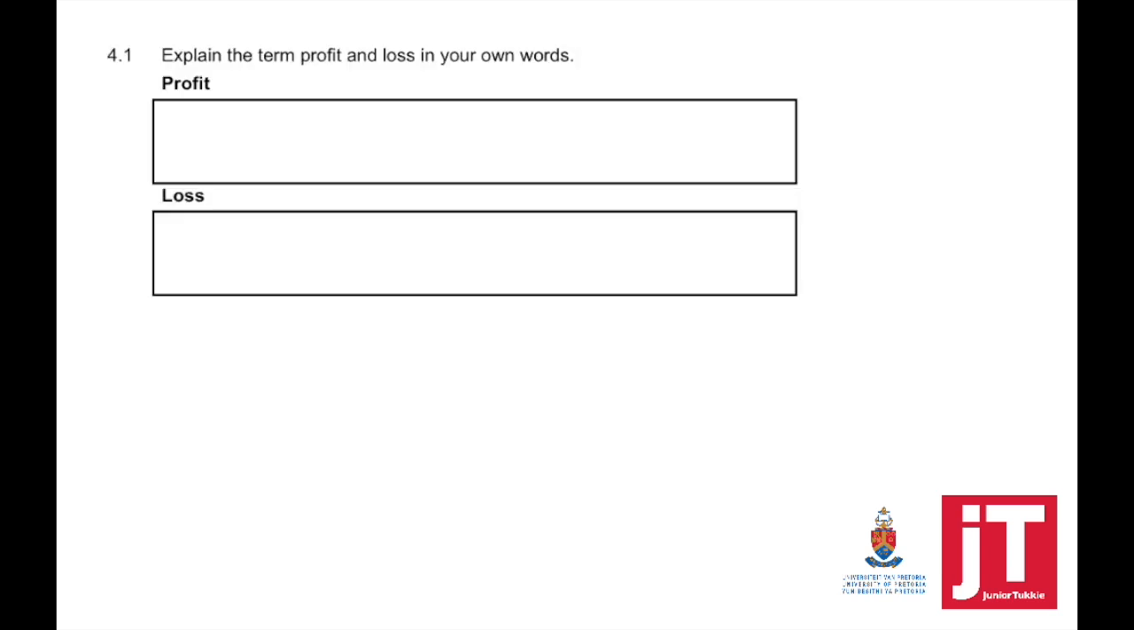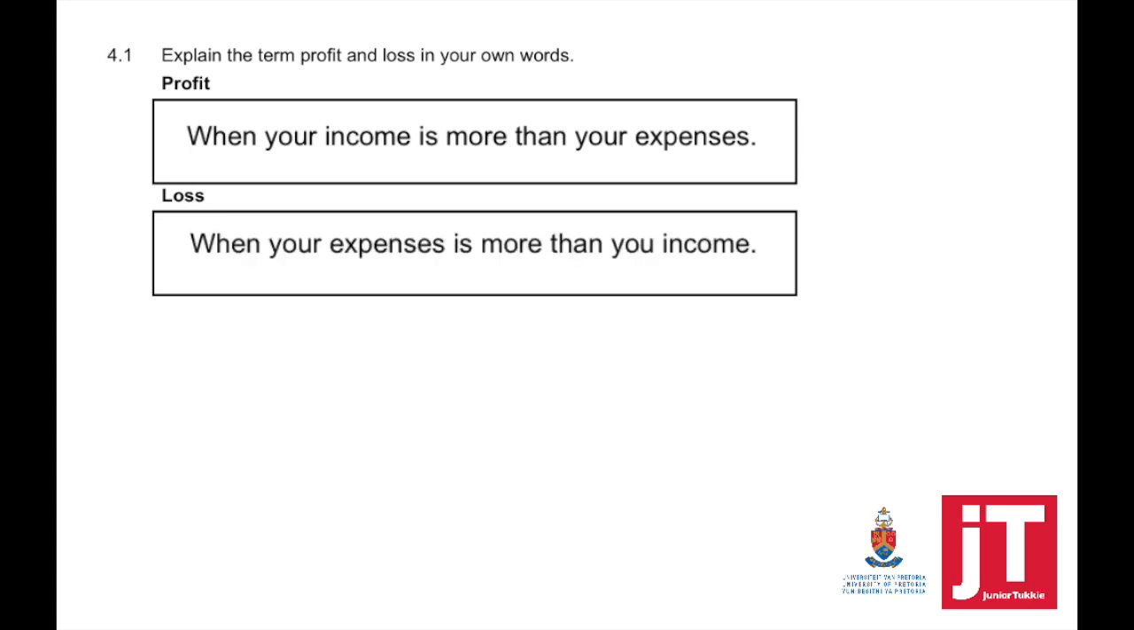We're going to look now at Chapter 1, Accounting Theory, Activity 4. Question 1. Explain the term profit and loss in your own words. So when we look at profit, it means that our income is more than our expenses. When we talk about loss, that means our expenses are more than our income. It exceeds our income. That means then that the business made a loss.